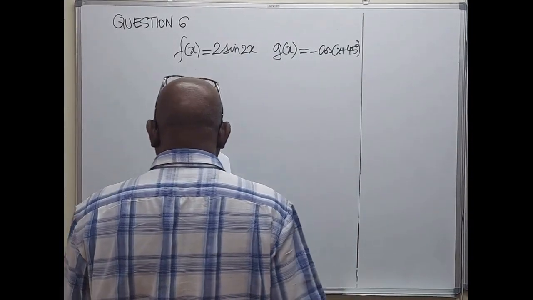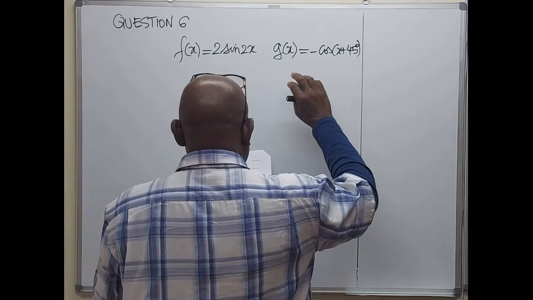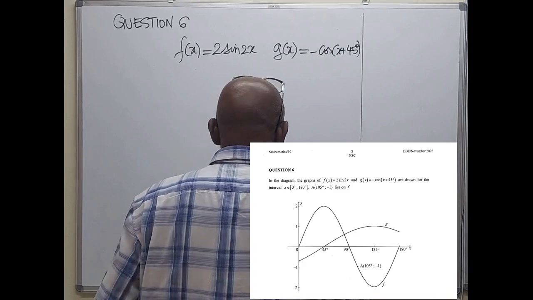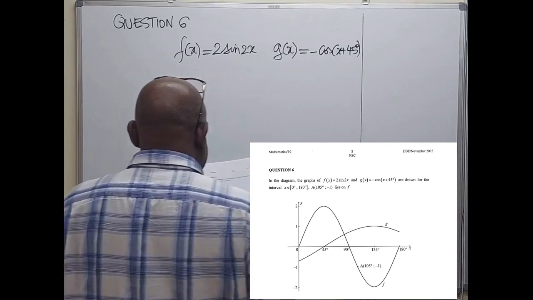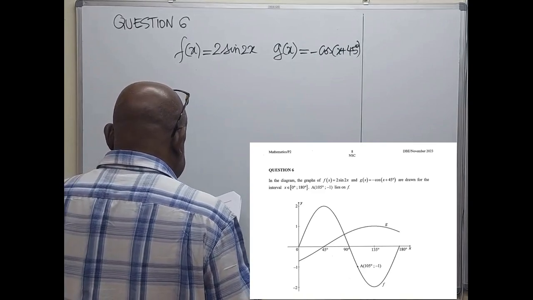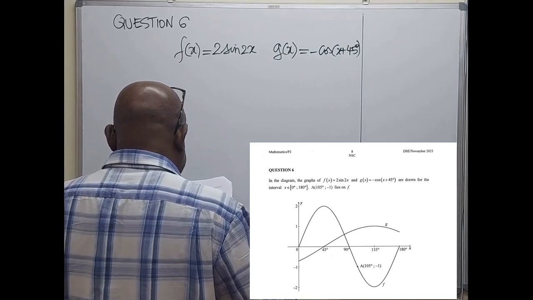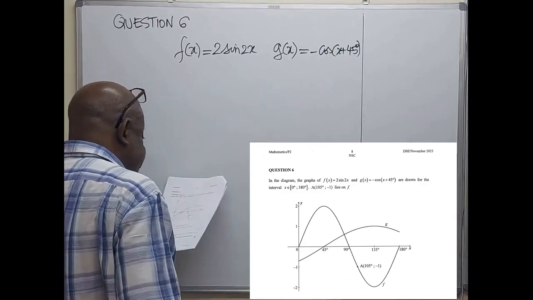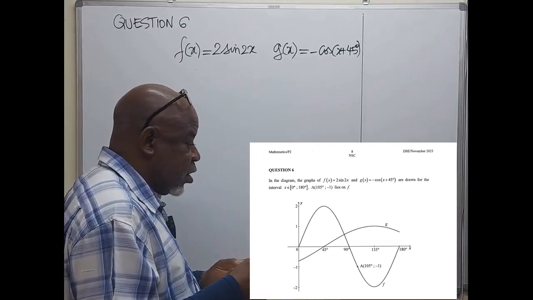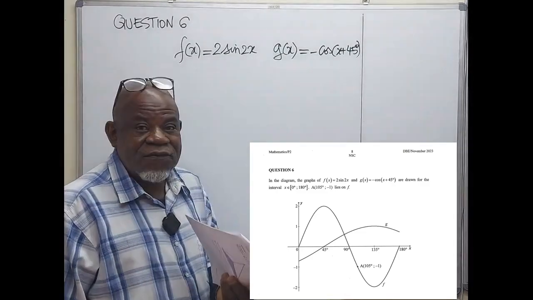Question 6 is saying, in the diagram, the graph of f of x is equal to 2 sine 2x, and g of x is equal to negative cosine of (x plus 45 degrees), are drawn for the interval. They have given the interval as you're going to see it: x is a member of 0 degrees to 180 degrees, and point A (105 degrees, -1) lies on f.